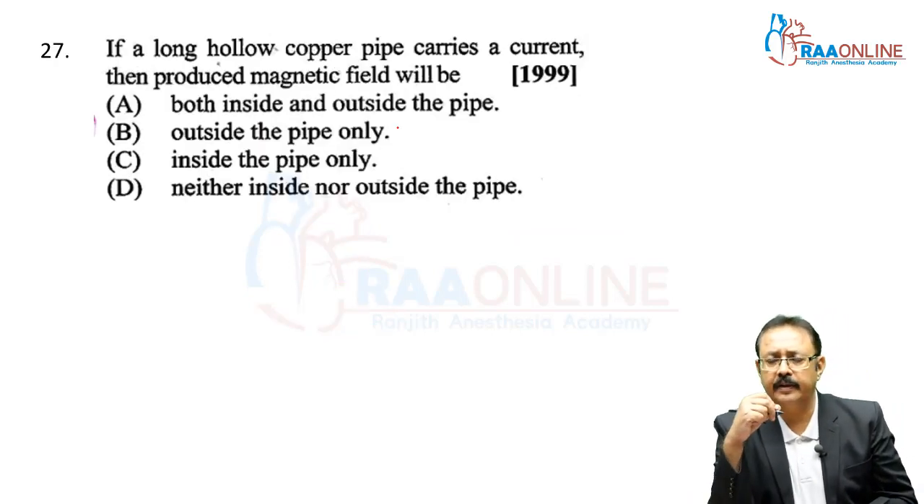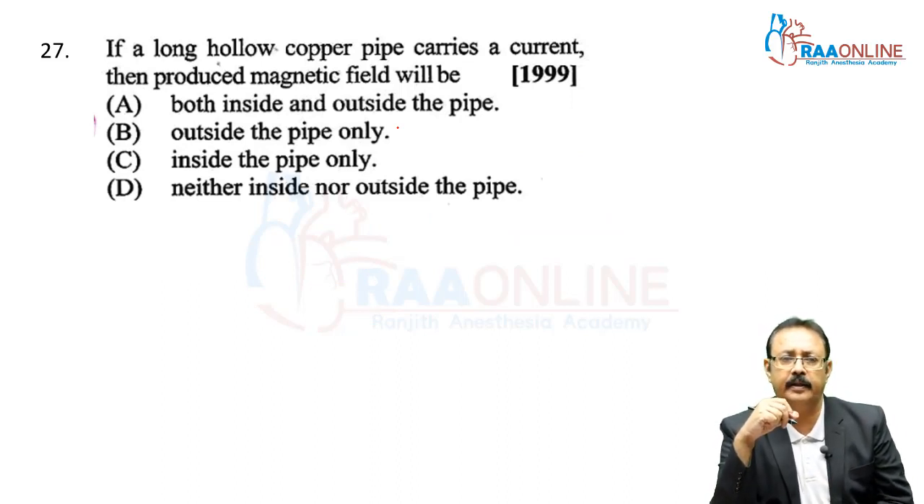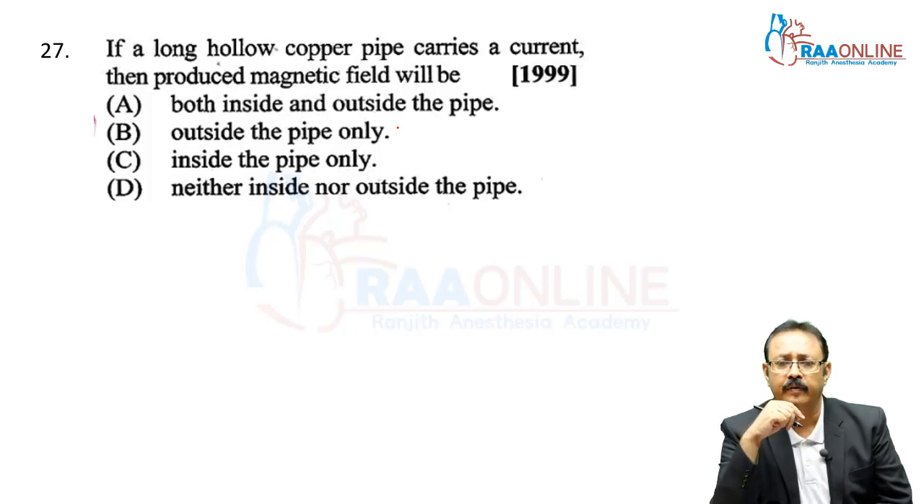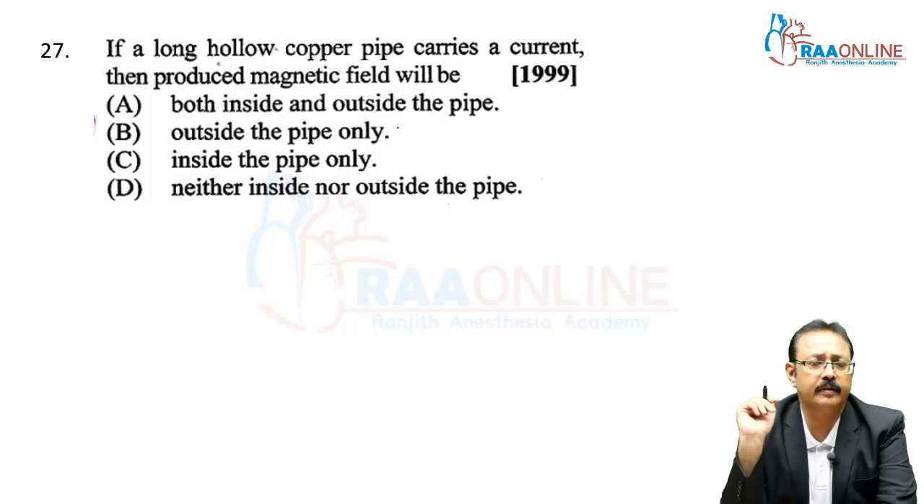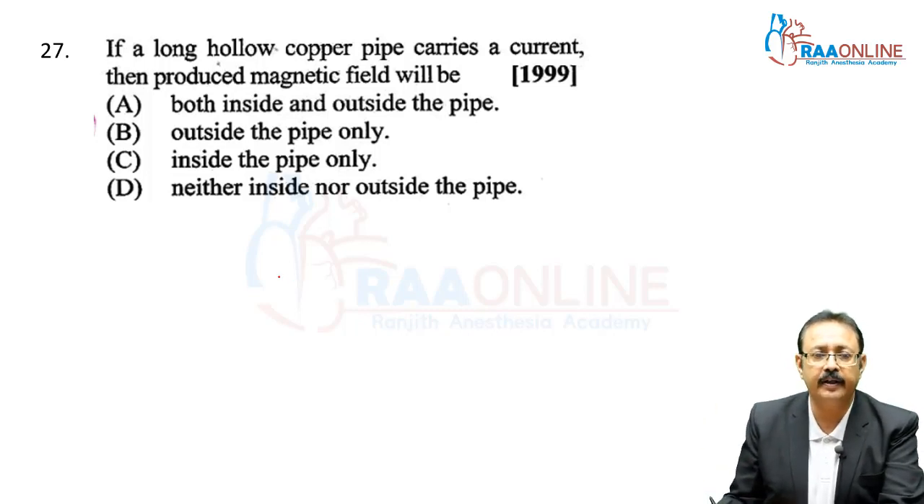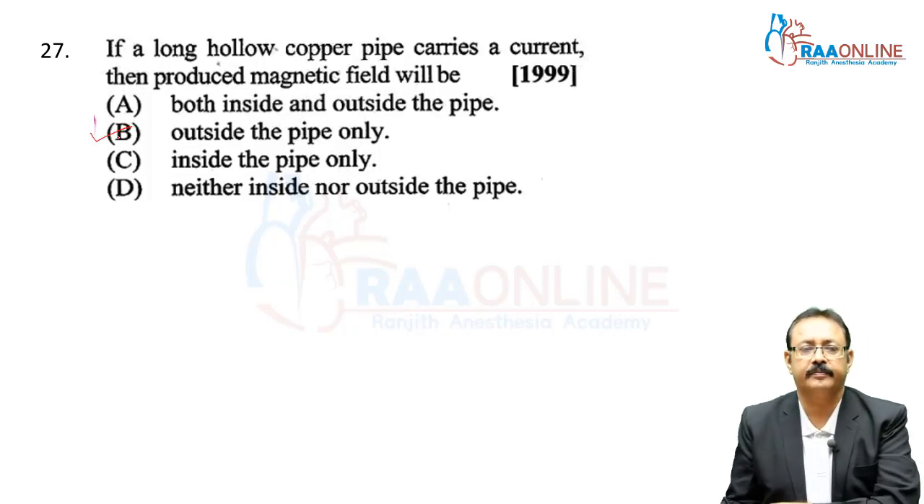Next, 27th, 1999. If a long hollow copper pipe carries a current, then produced magnetic field will be, we know that the produced magnetic field will be only outside the pipe, because inside no field is there, hollow conductor. So we will go only outside the pipe only. So we are going with B.